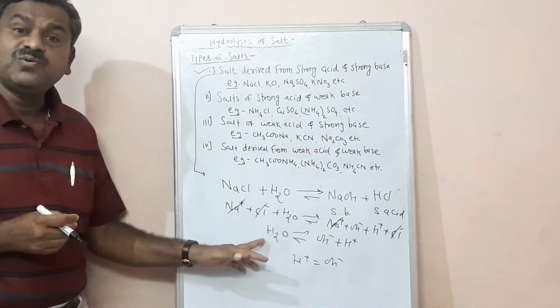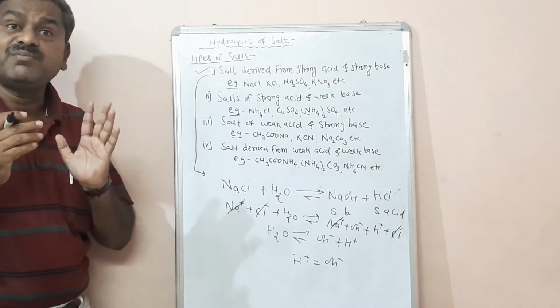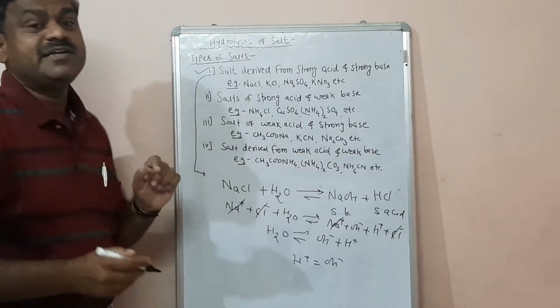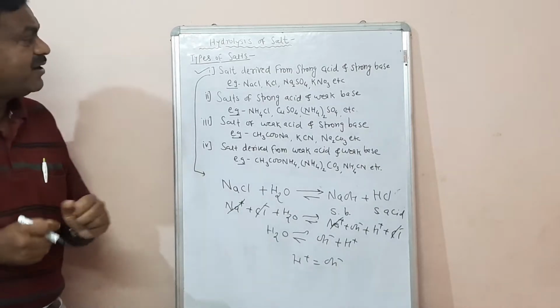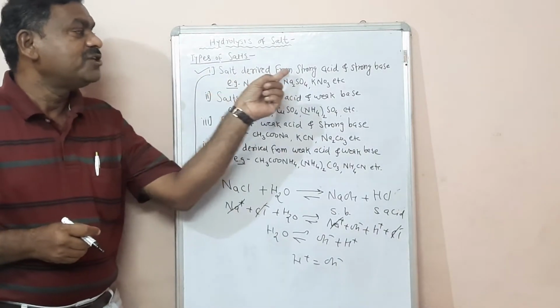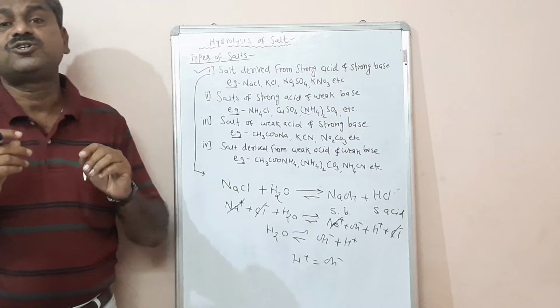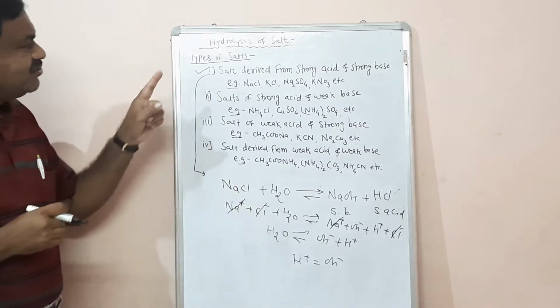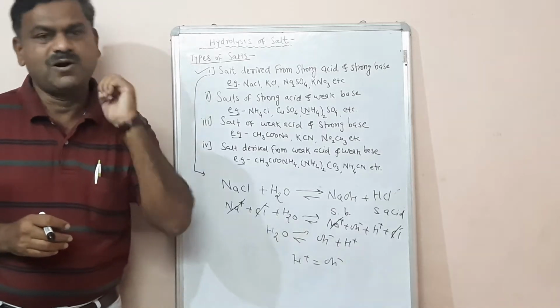Only H2O, which is unionized, remains the same. The pH of the solution is 7, and therefore the salt of a strong acid and a strong base does not hydrolyze. Now, this is about the first salt.